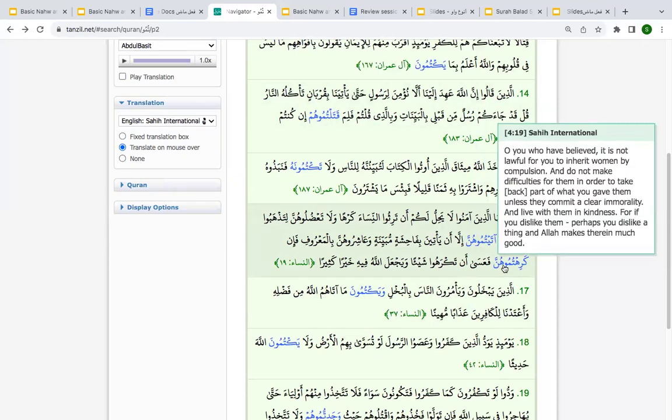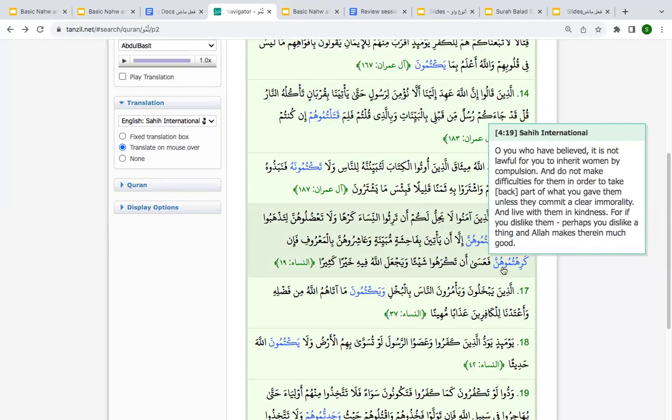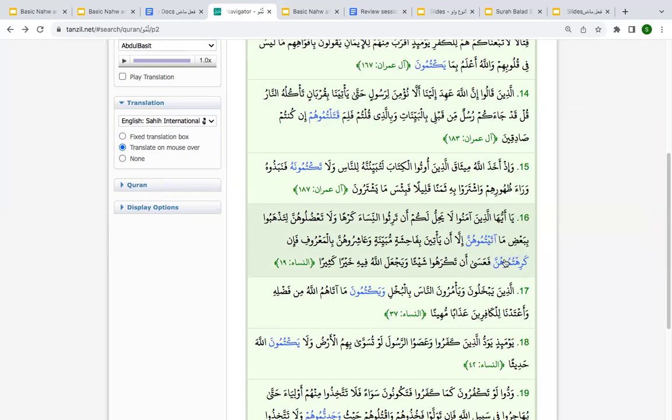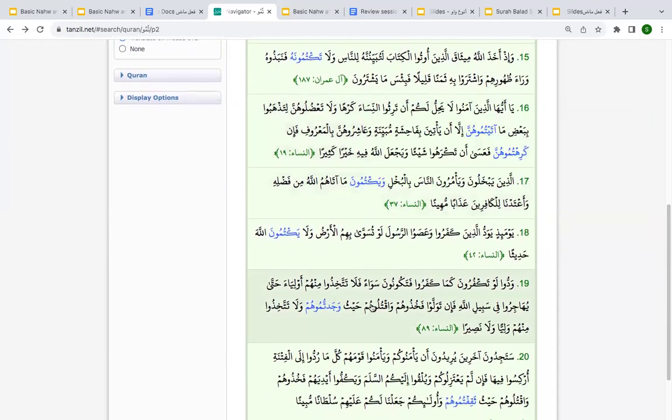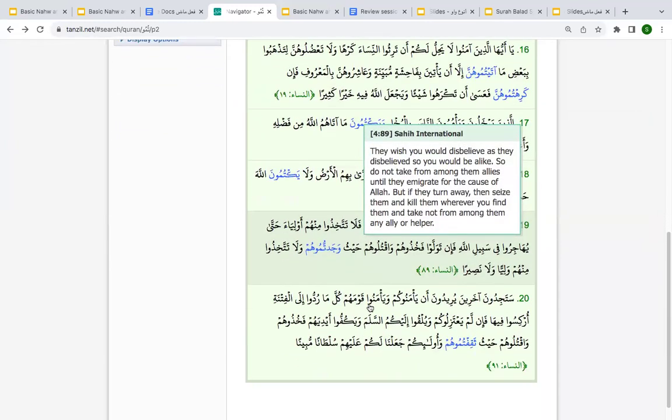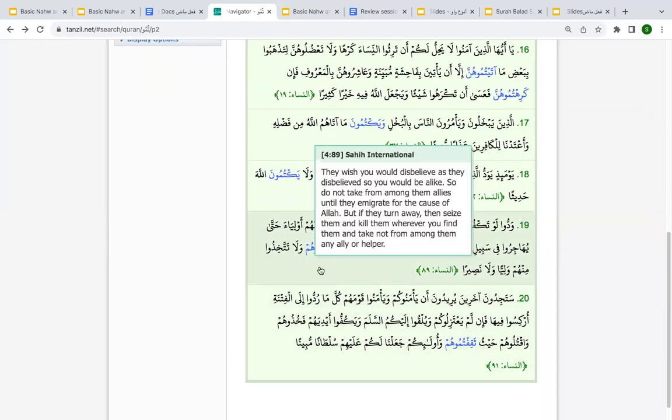كرهتموهن, كرهتم, original fi'l madin ending with tum. When hunna got attached, this extra vowel was inserted between the two words. Yaktumuna is fi'l mudare, don't focus on that. Forget about it.